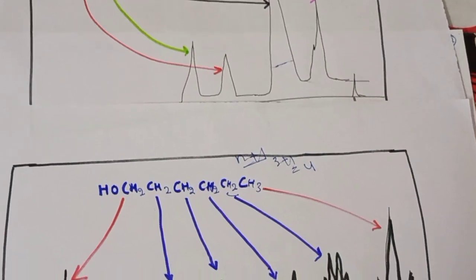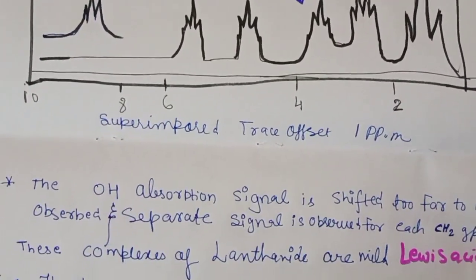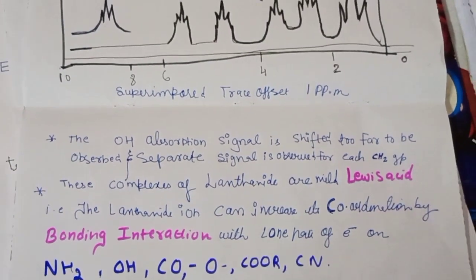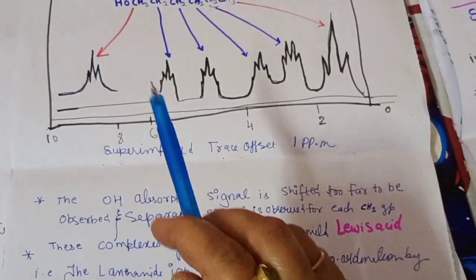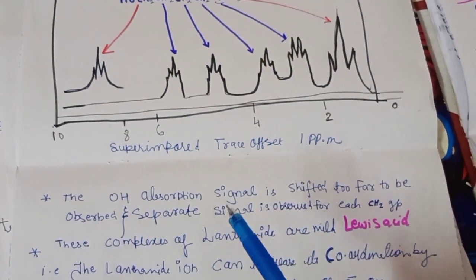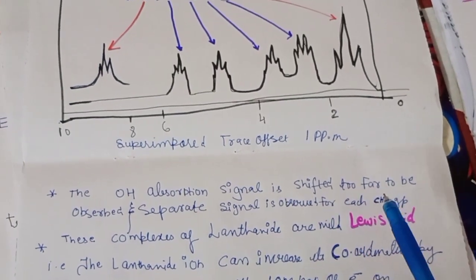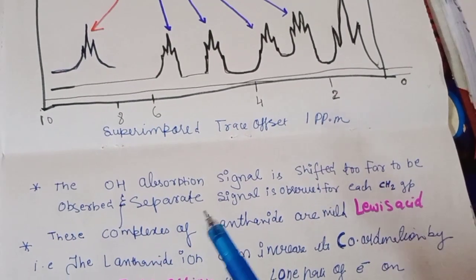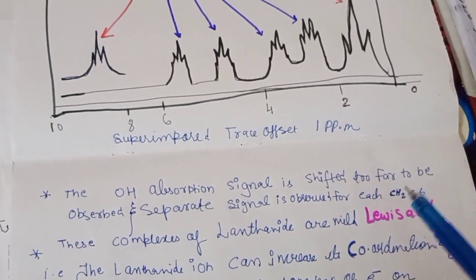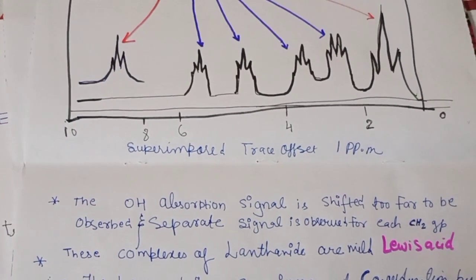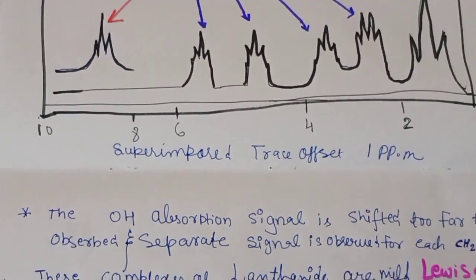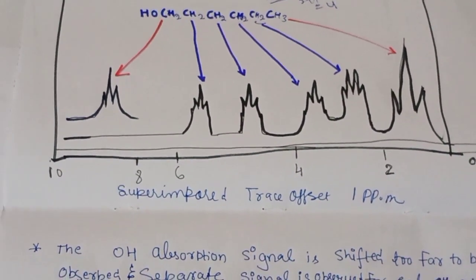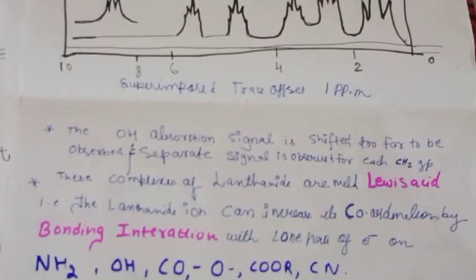So now what is important in this shift reagent? How are they making this spectra simple? So let us first complete this. The OH absorption signal is shifted too far to be observed, means OH is obtained very far, and a separate signal is observed for each CH2 group. So what you have to write here: every CH2 will give you a separate peak and the OH signal is obtained very far. The complexes of the lanthanides are mild Lewis acids.